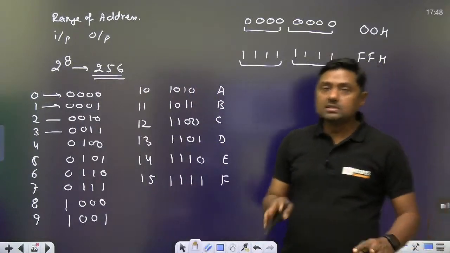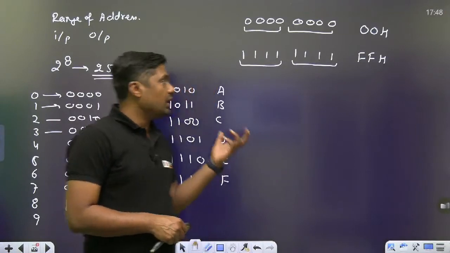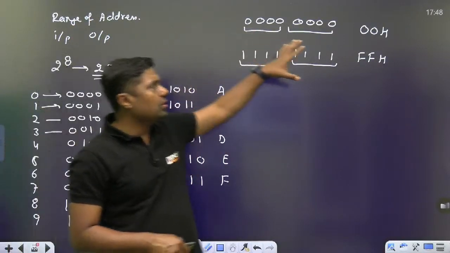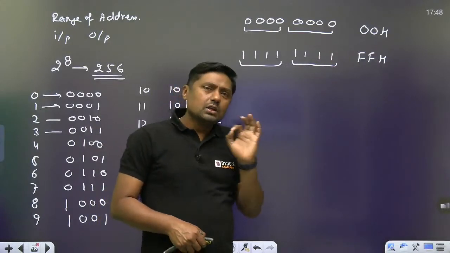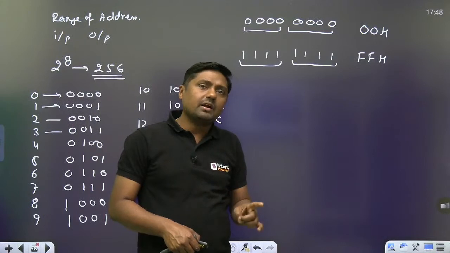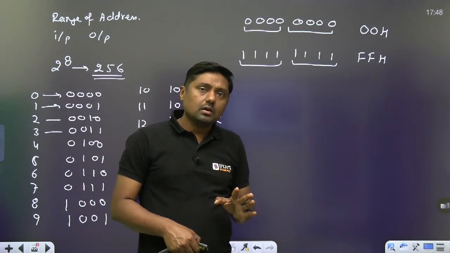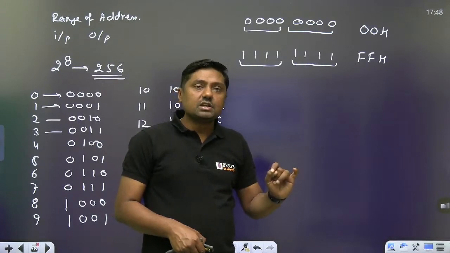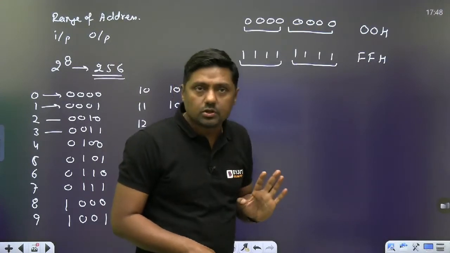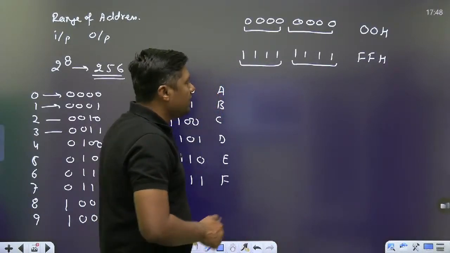So you have to give all the addresses in terms of hexa. What is the address range for input and output devices? 00H to FFH. Now everyone tell me, can we give the same address to an input device and to an output device? Is it possible? The name for the input device is Ravi and the same name for the output device is also Ravi. Is it possible?